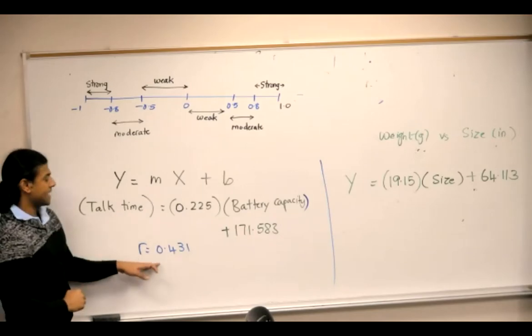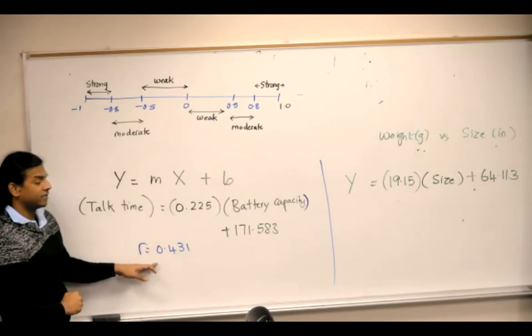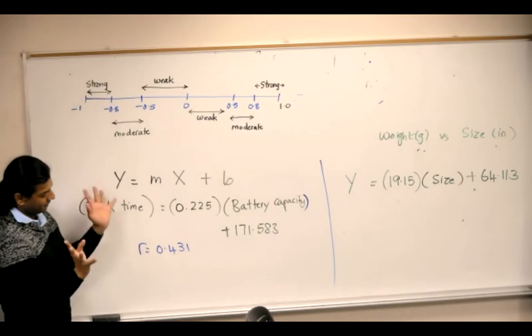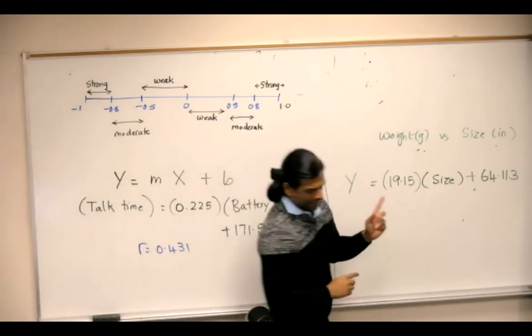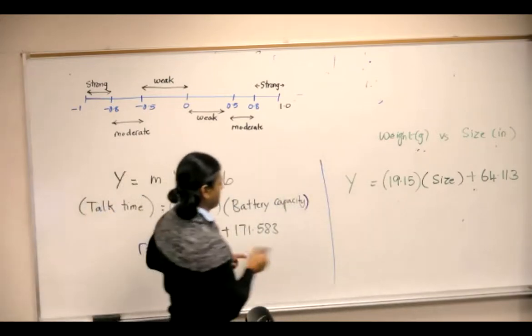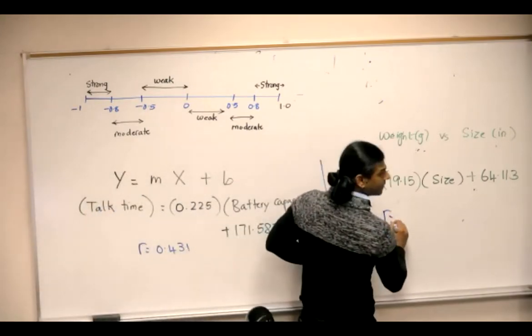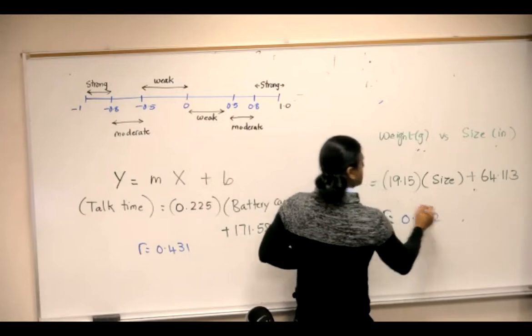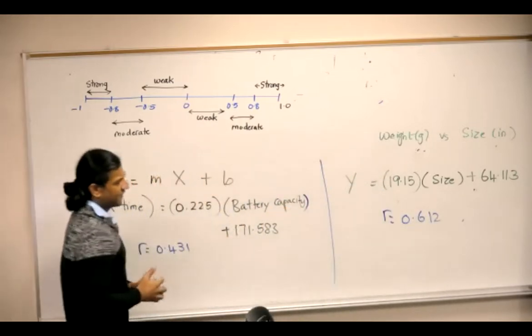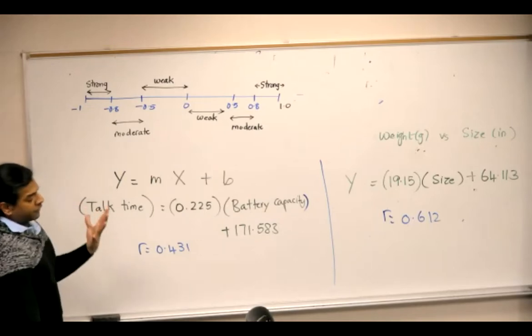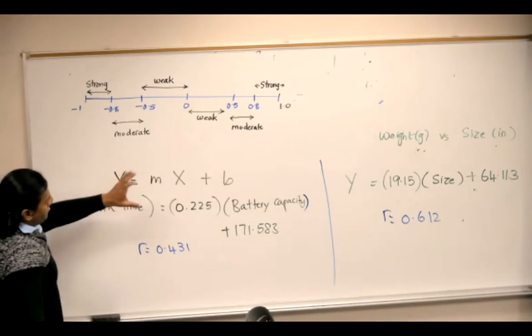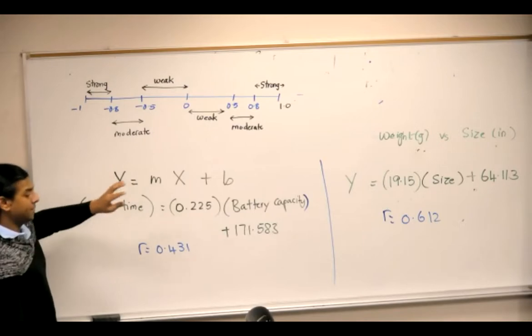So first case, we had an R value of 0.431, not great with correlation. There we had 0.612. Yes. Slightly better, I'd say moderate. But both of them aren't that great. But how would we interpret this model?